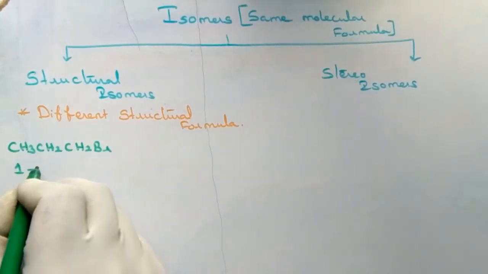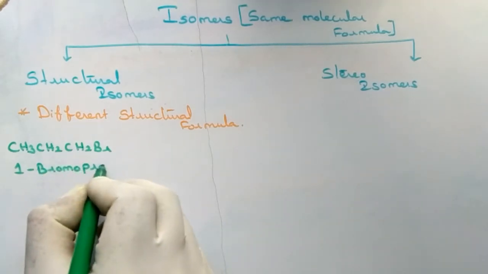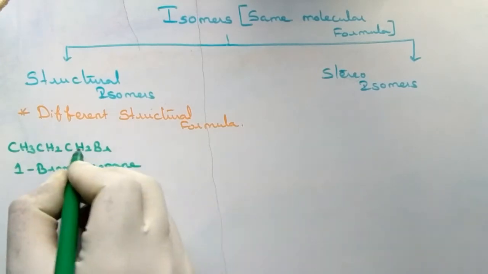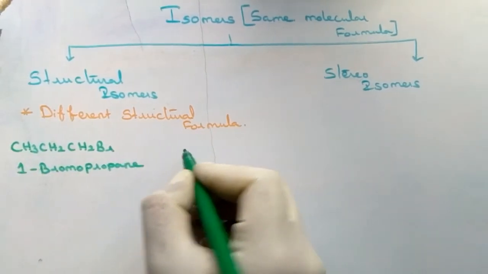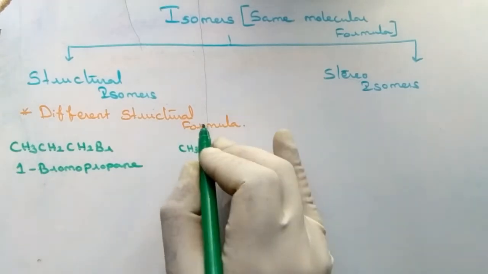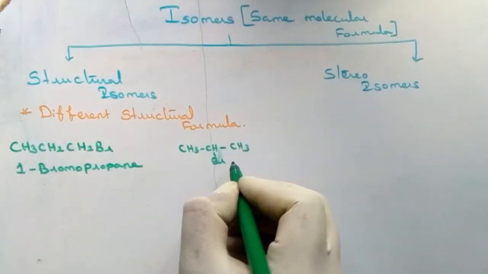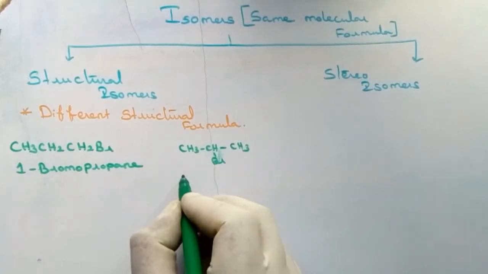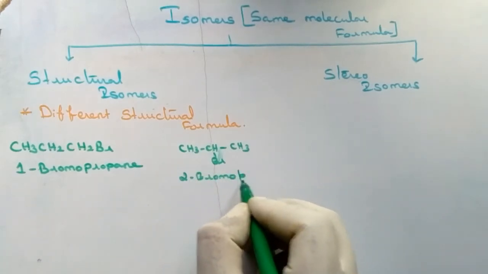The name of this compound is 1-bromopropane. Next, I am going to write 2-bromopropane. So the name of this compound is 2-bromopropane.